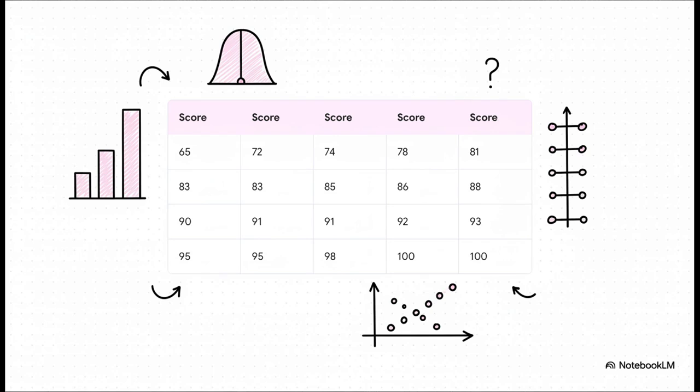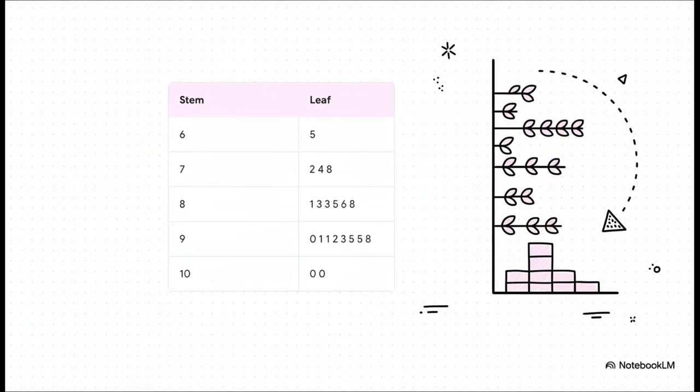Here we have the exam scores for 20 students. Right now, it's just a table of numbers. It's pretty hard to get a real feel for how the class did or where the scores are clustered just by staring at this, isn't it? And boom, here's the plot. It's actually super simple to build.